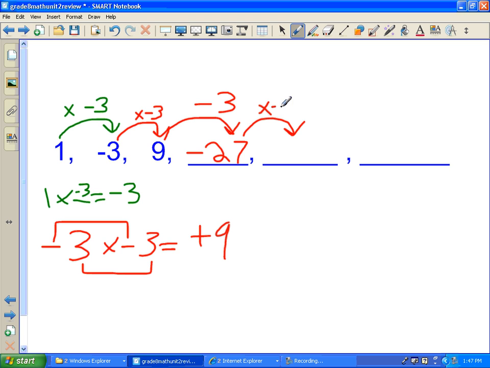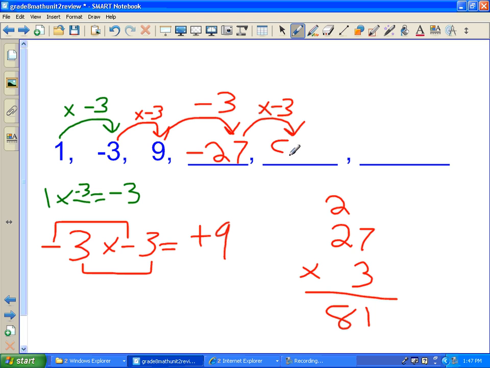Times it by negative 3 again. So what's 27 times 3? Well, if I can't do it that way, I'll go 3 times 27. 3 sevens are 21. 2 threes are 6, 7, 8. It's 81. Now, is it positive or negative? Well, we're going to have a negative times a negative, which is a positive.